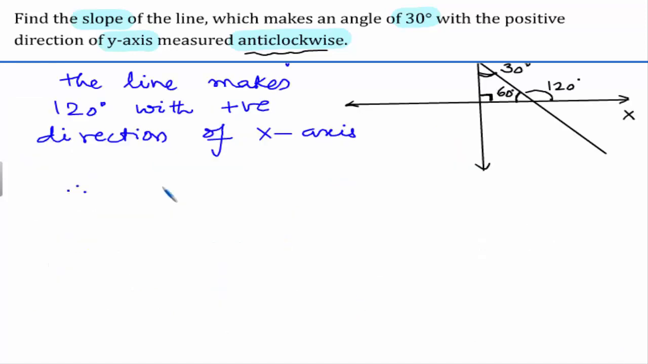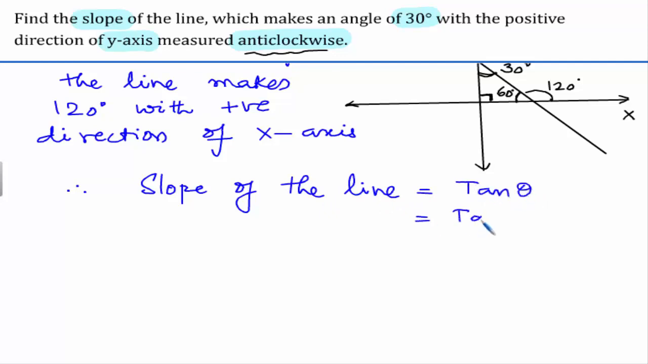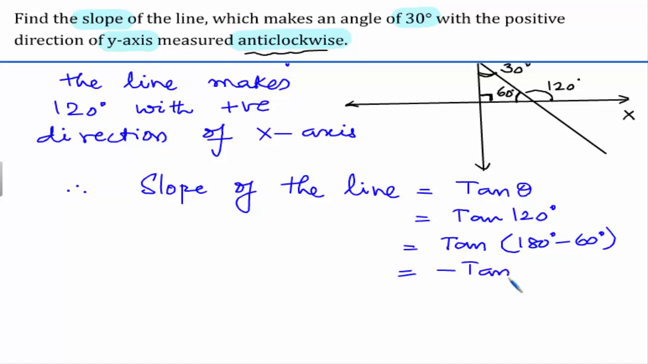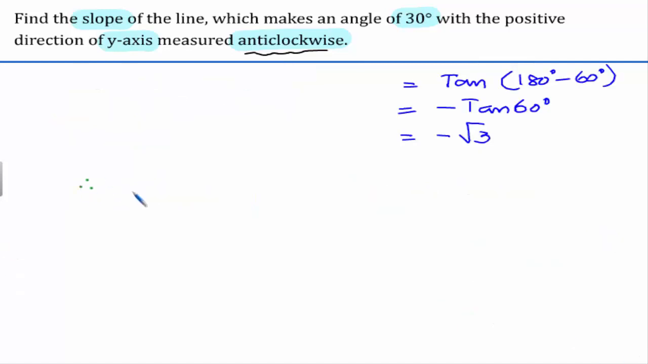So therefore, the slope of line, which will be tan theta, that is tan 120 degrees, which can be written as tan (180 degrees minus 60 degrees), and this will be minus tan 60 degrees, that is minus root 3. So the slope of the line is minus root 3.